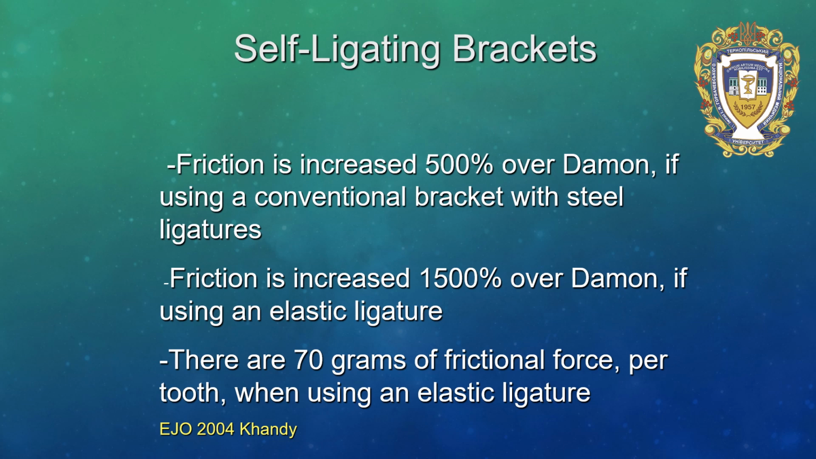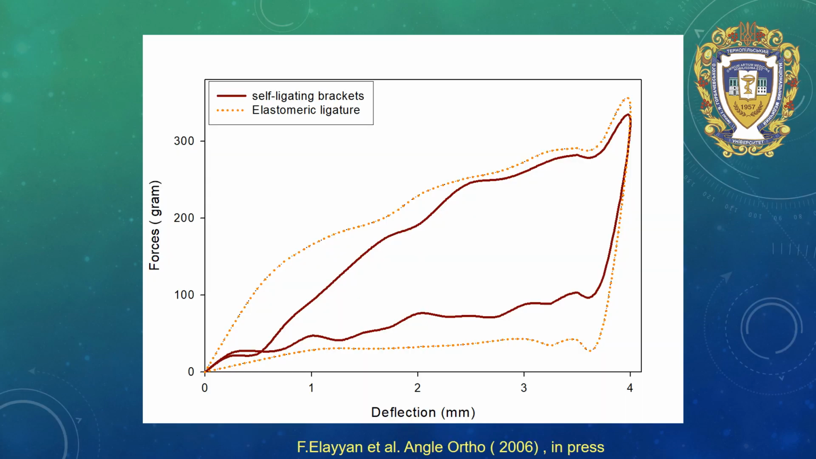What about self-ligating brackets? Friction is increased 5 times over baseline if using a conventional bracket with steel ligatures. Friction is increased 1,500% over baseline if using an elastic ligature. There are 70 grams of frictional force per tooth when using an elastic ligature. This diagram is showing that investigation.